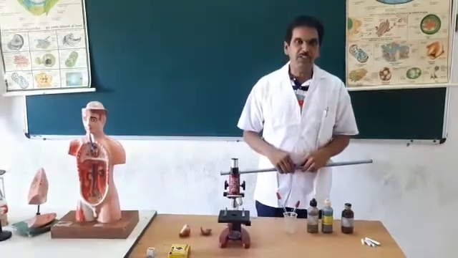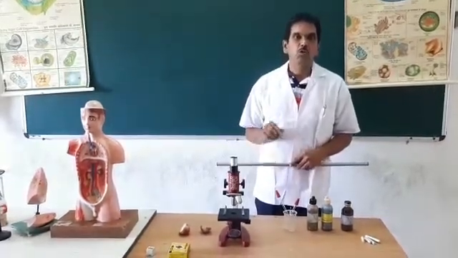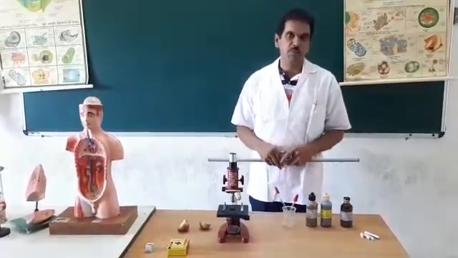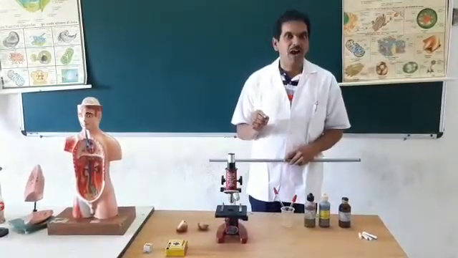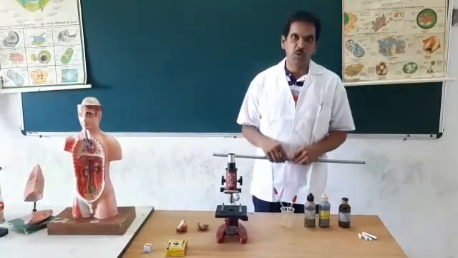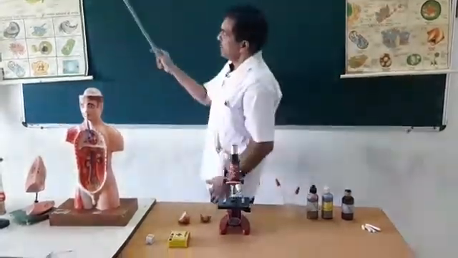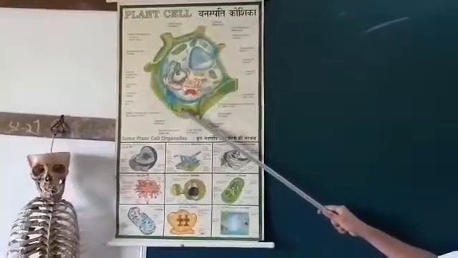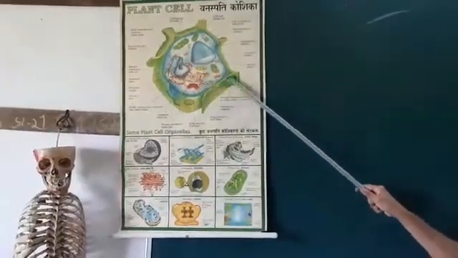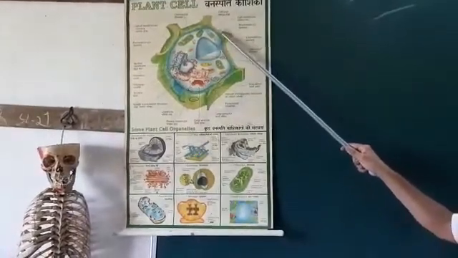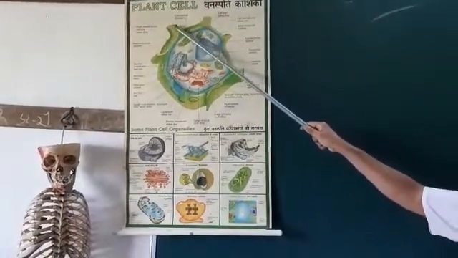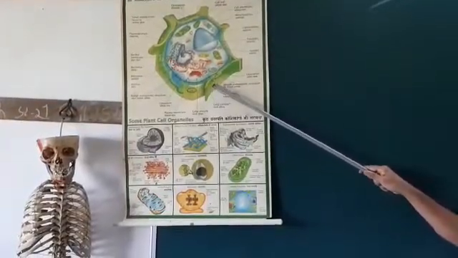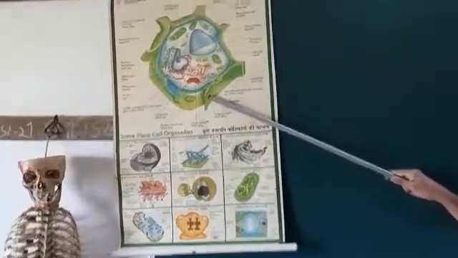Well, the experiment today is to observe plant cells under the microscope. So you can see a typical plant cell is different from animal cell mainly because it has a well-defined and structured cell wall. Cell wall is the distinguishing character of the plant cell.